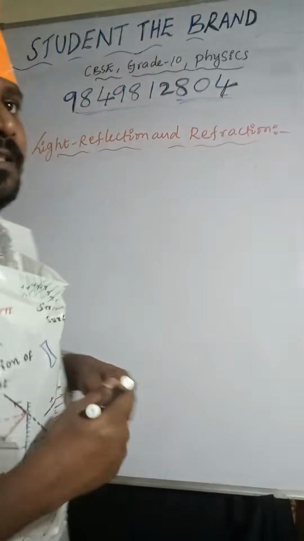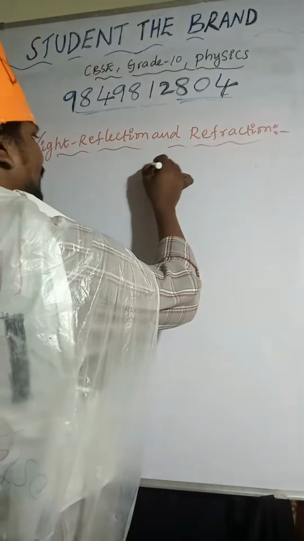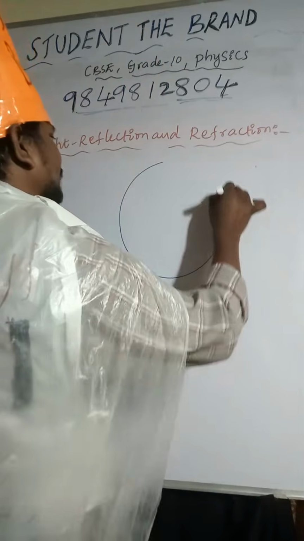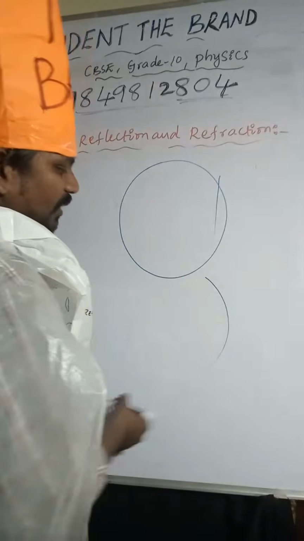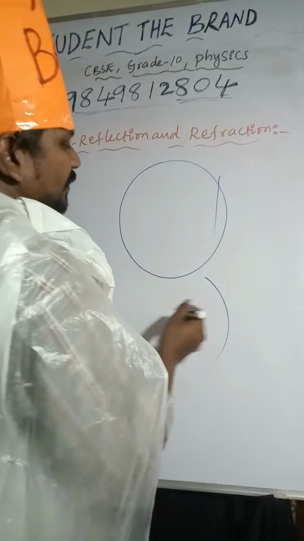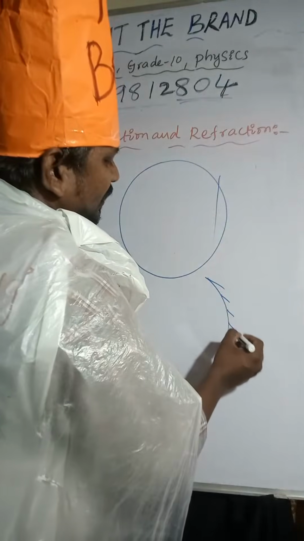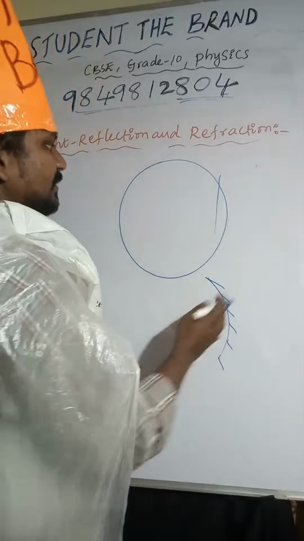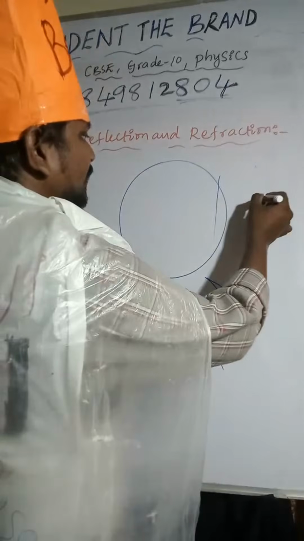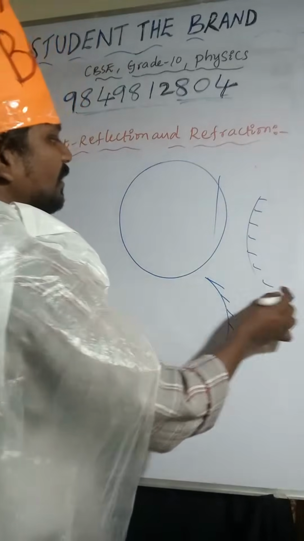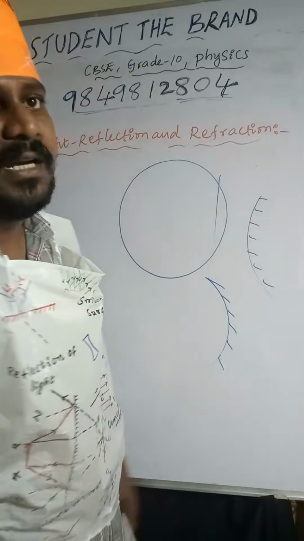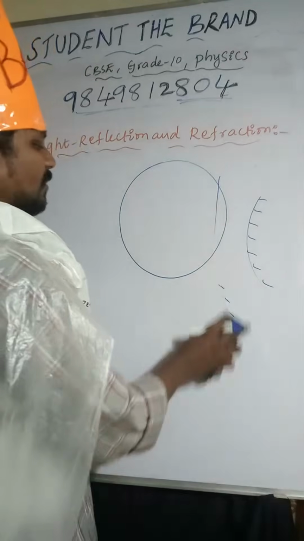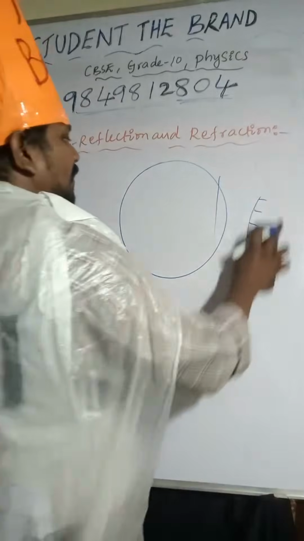So now I am considering this curvature, like this spherical mirror. I'm taking a small portion. Depending on the reflection of light, if you take it like this, reflection takes place inward. If you take it like this, reflection takes place outward. So depending on the reflection of light, mirrors are divided into two types: concave mirror and convex mirror.